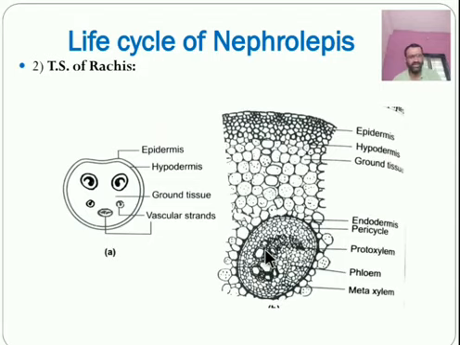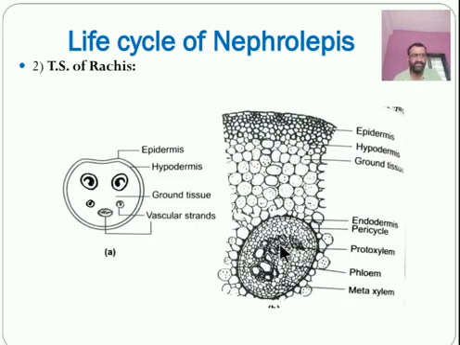Each vascular strand consists of a single layer of parenchyma, and therefore they are known as the meristele condition. The vascular bundle is conjoined, concentric and amphicribal, or it may be hadrocentric, as xylem is surrounded by the phloem. Let us see here the xylem, where this is the protoxylem and these are the metaxylem. That xylem is surrounded by phloem.